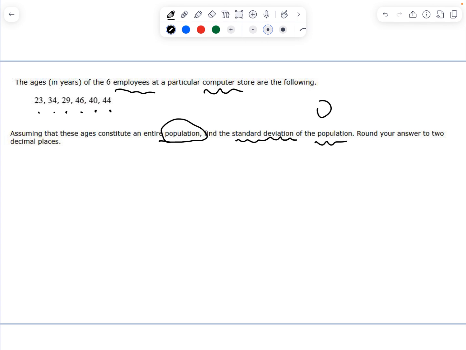Standard deviation of a population looks like that. Round your answer to 2 decimal places. I'm going to assume that we don't have the graphing calculators that will do this for you, so I'm going to do it old school by hand. The first thing we're going to do, step 1, is find the average.